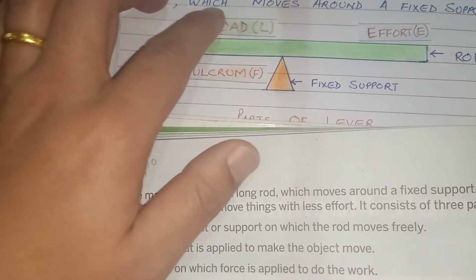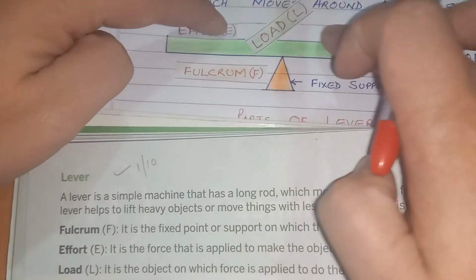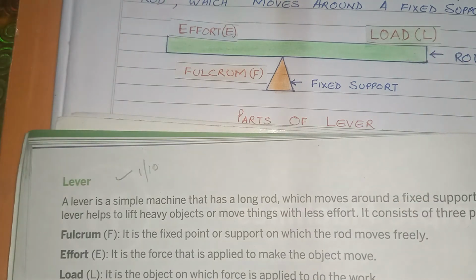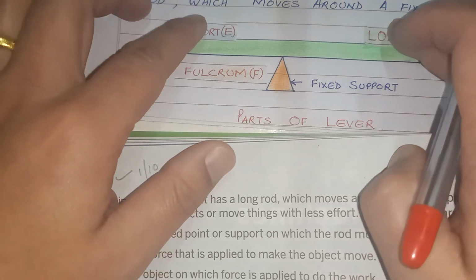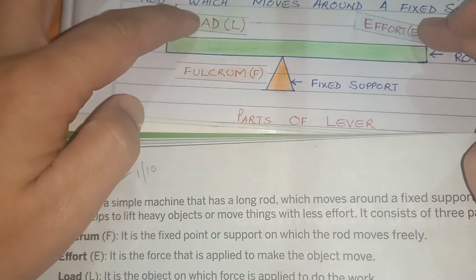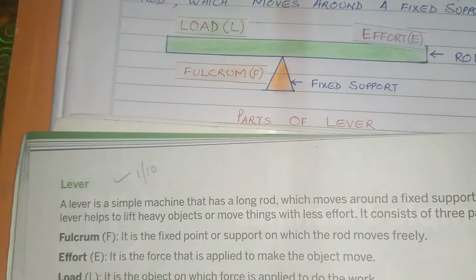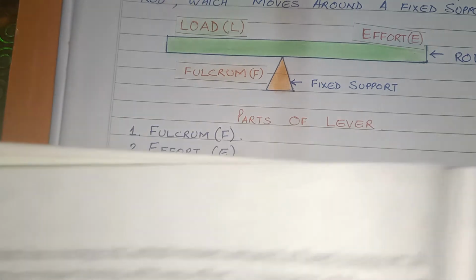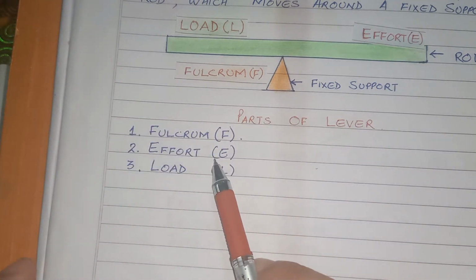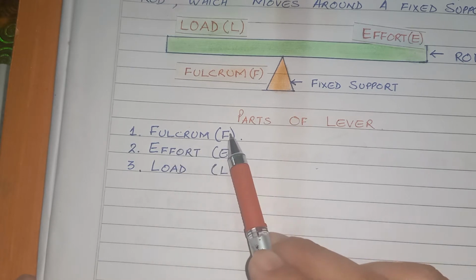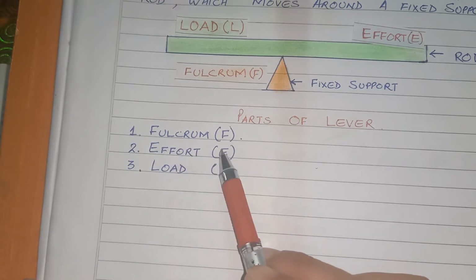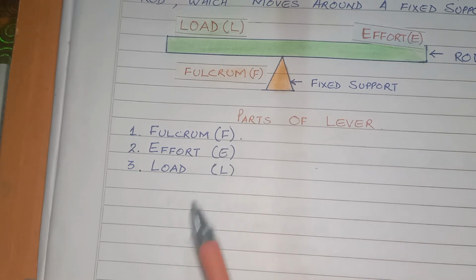I can also keep the object at the center. I can also interchange their positions like this. So load can be kept anywhere, depending on where effort is applied. I can again rearrange this like this. So how many parts do we have in a lever? We have three parts, and they are fulcrum, effort, and load. Fulcrum is denoted by capital F, effort by capital E, and load by capital L.